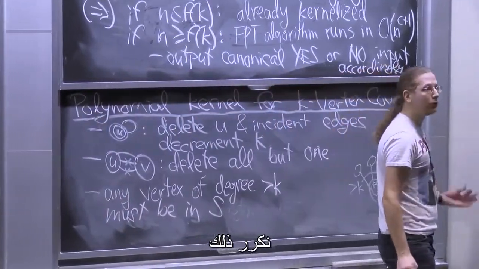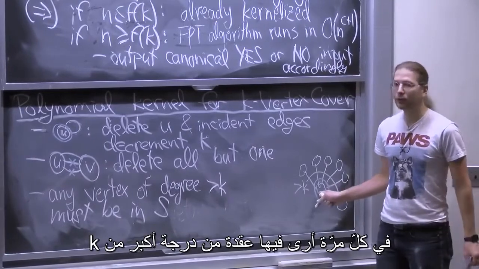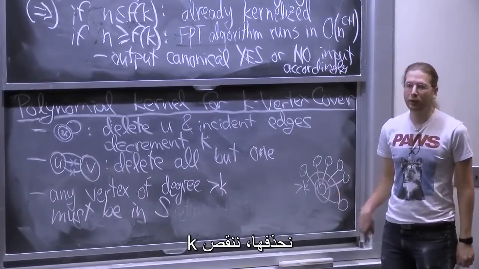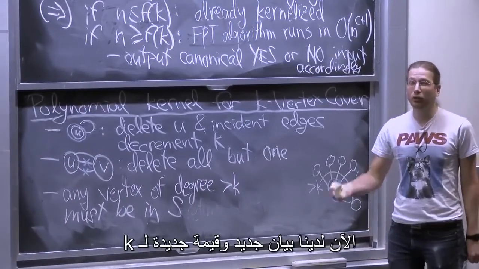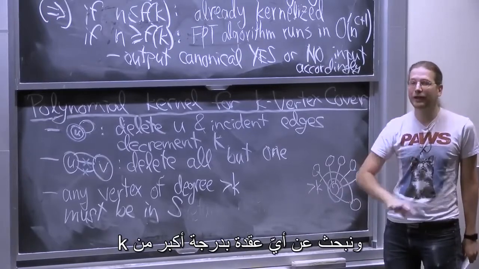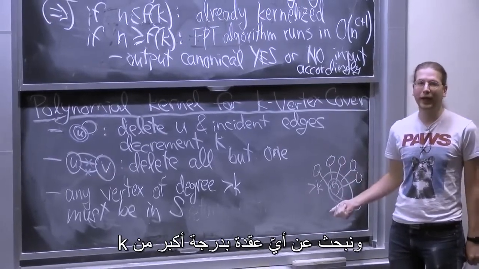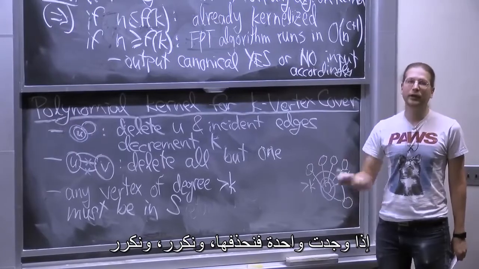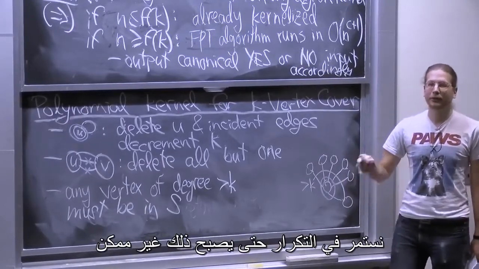Okay, so just keep doing this. Every time I see a vertex of degree more than k, delete it, decrement k. Now I have a new graph and a new value of k. Look for any vertices whose degree is more than k. If I find one, delete it, repeat, repeat. Keep repeating until you can't anymore.